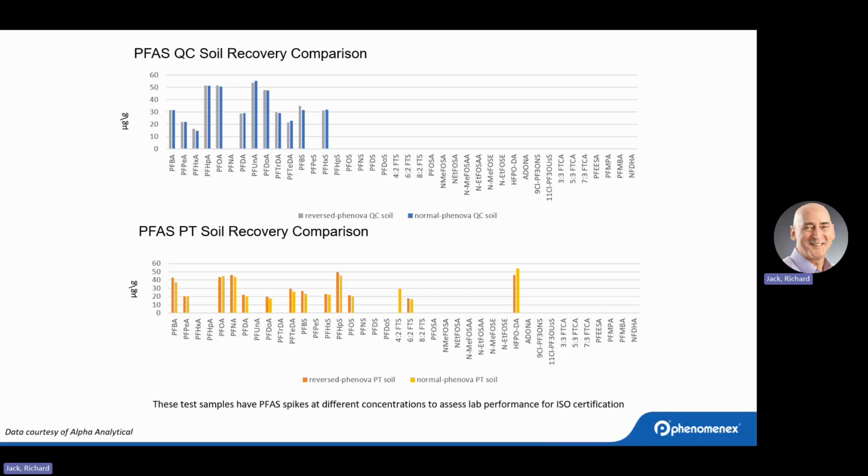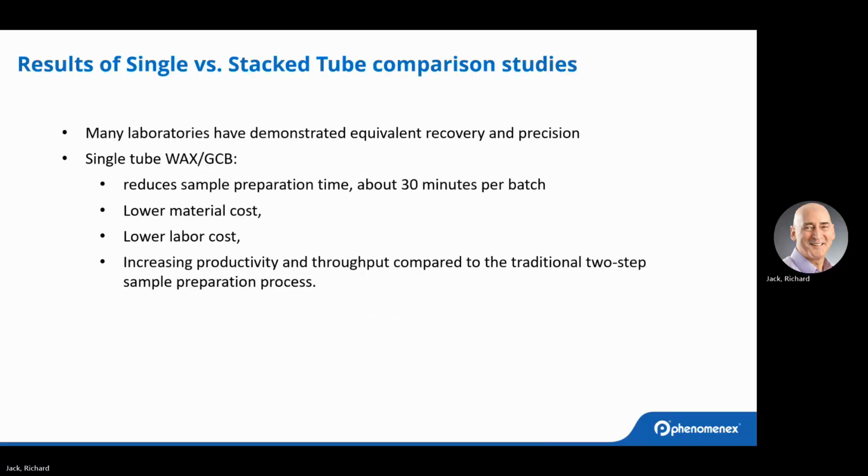So again, we see the equivalent results between the two approaches, using a stack cartridge versus a dual step approach, for a QC soil recovery and a proficiency test sample. So far we have equivalency whether using water, different types of waters, and different types of soil samples. So far, our results tell us that many laboratories have demonstrated equivalency in recovery and precision for the single stack cartridge.